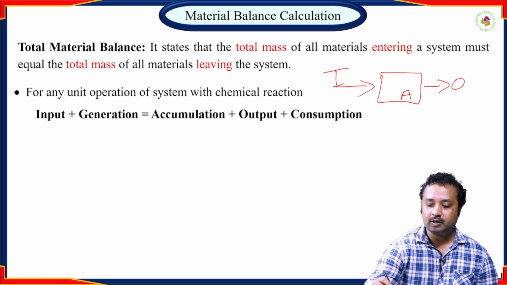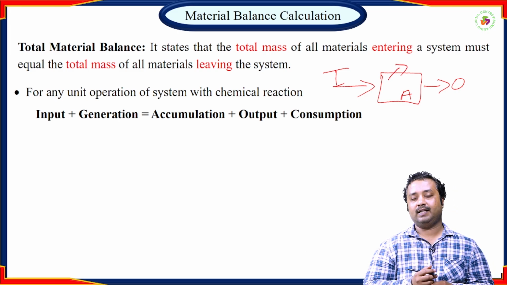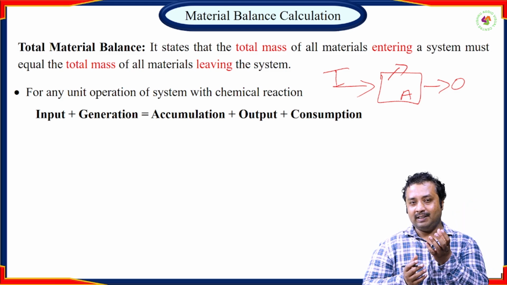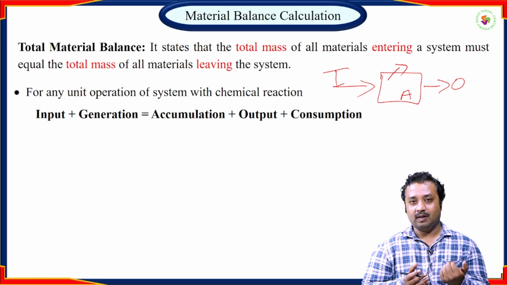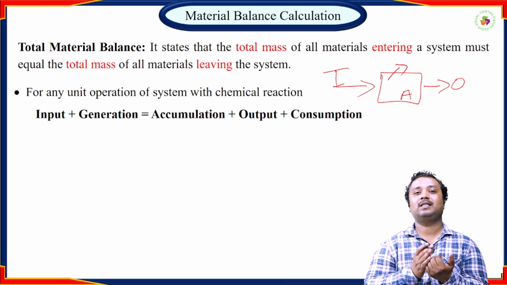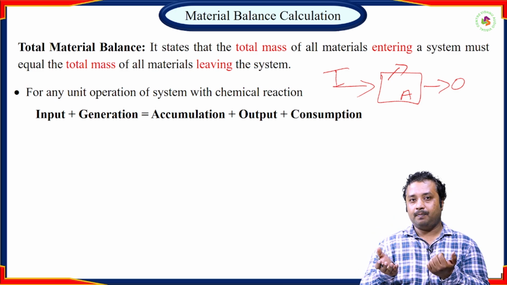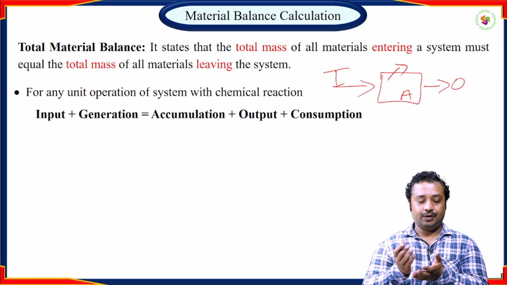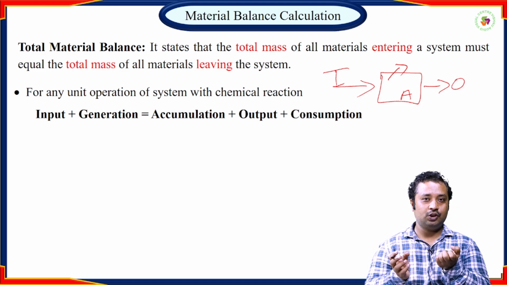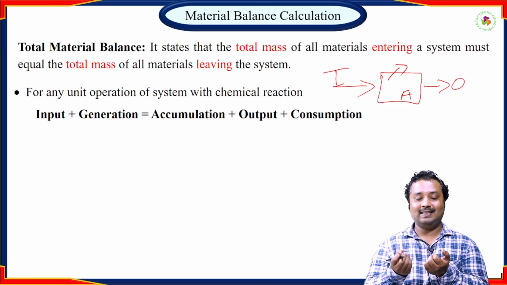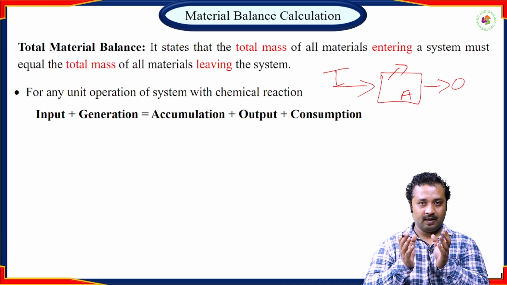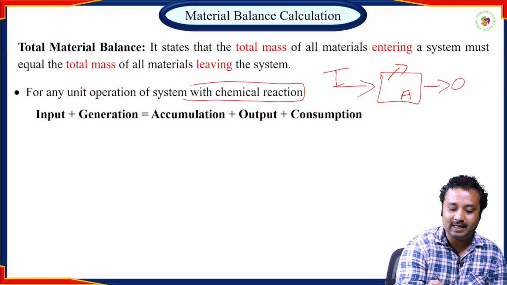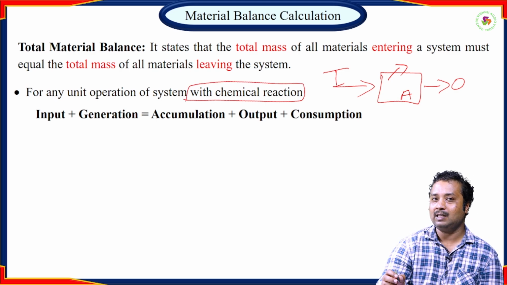Now consider, suppose some reaction is happening. So some reactant will give rise to product. What will happen? In the reaction, the reactant will be consumed, the mass of the reactant will decrease. At the same time, the mass of the product will increase based on their mole basis. So those two terms, the amount of mass consumed and the amount of mass generated, we have to consider if any chemical reaction is happening within the system.